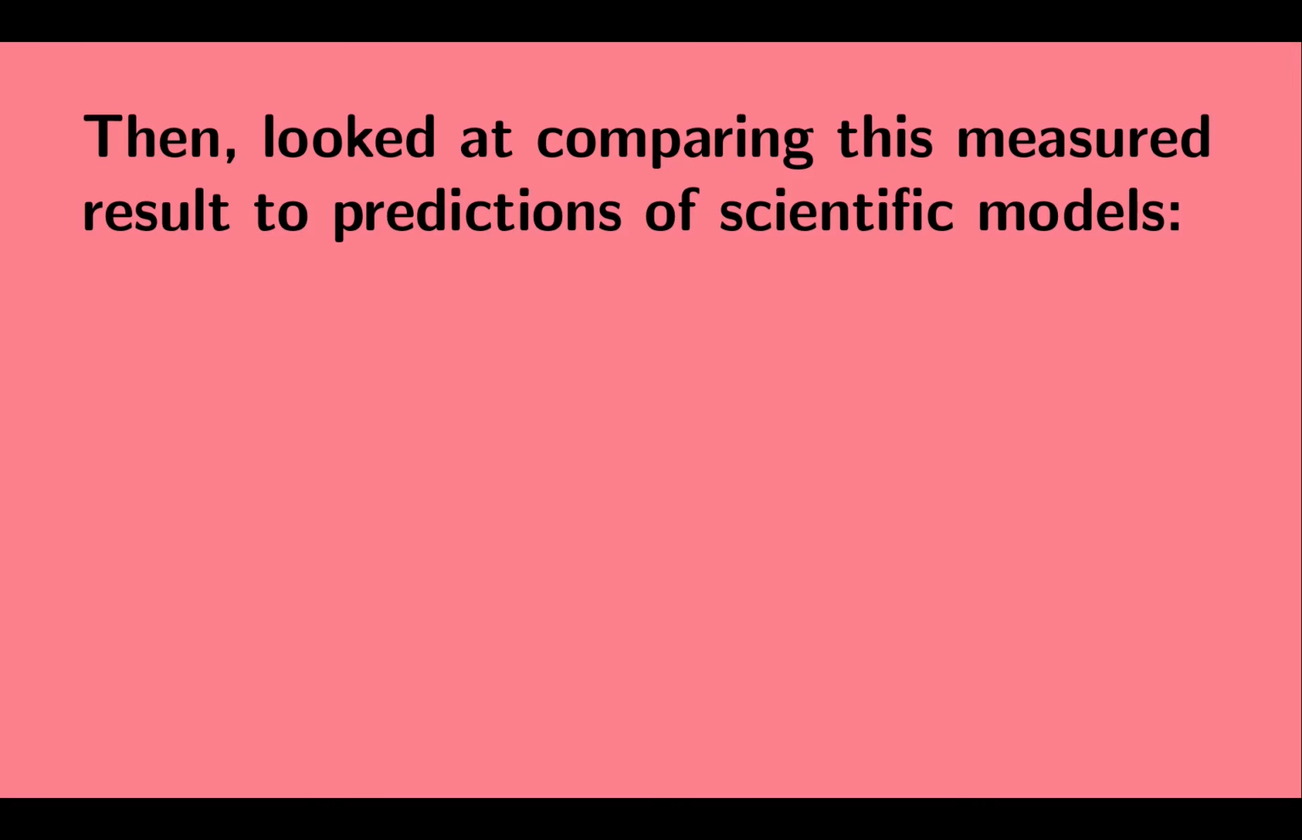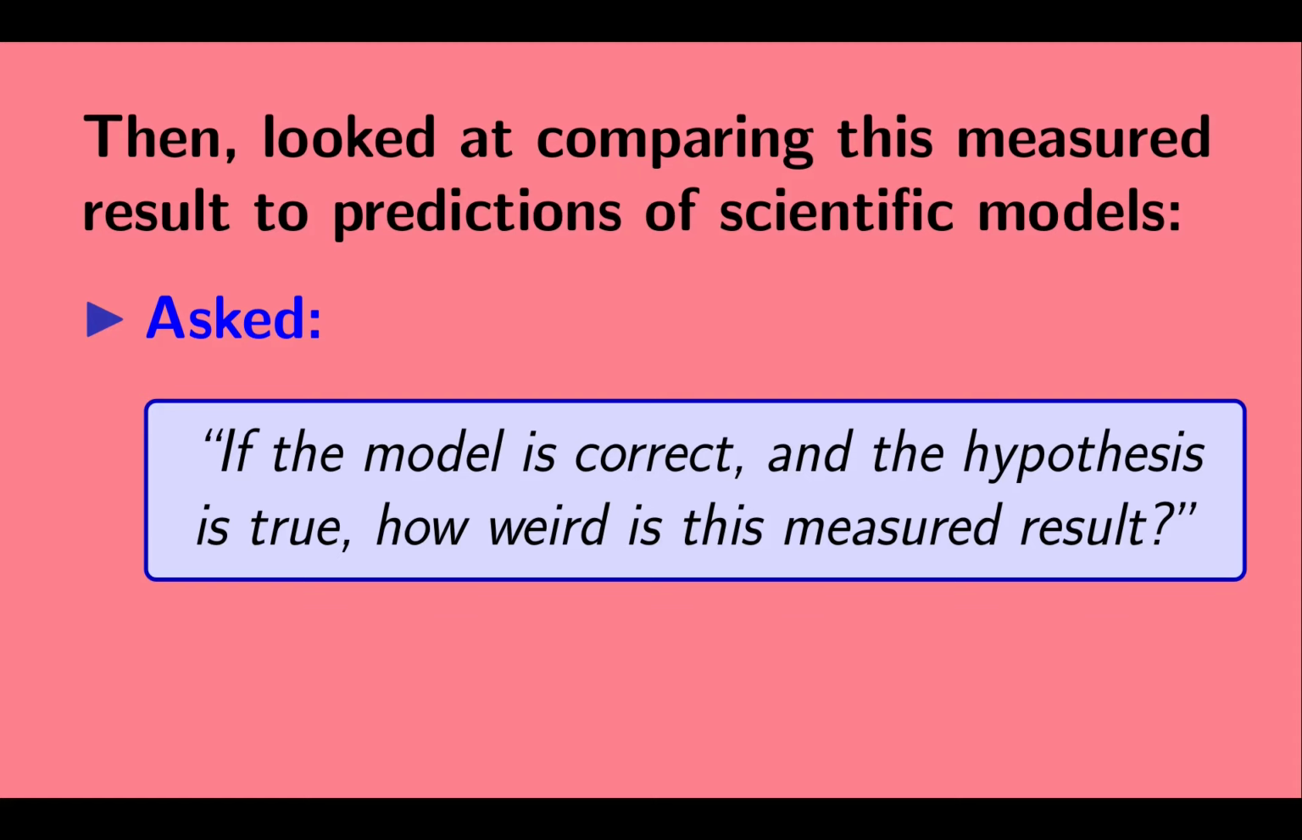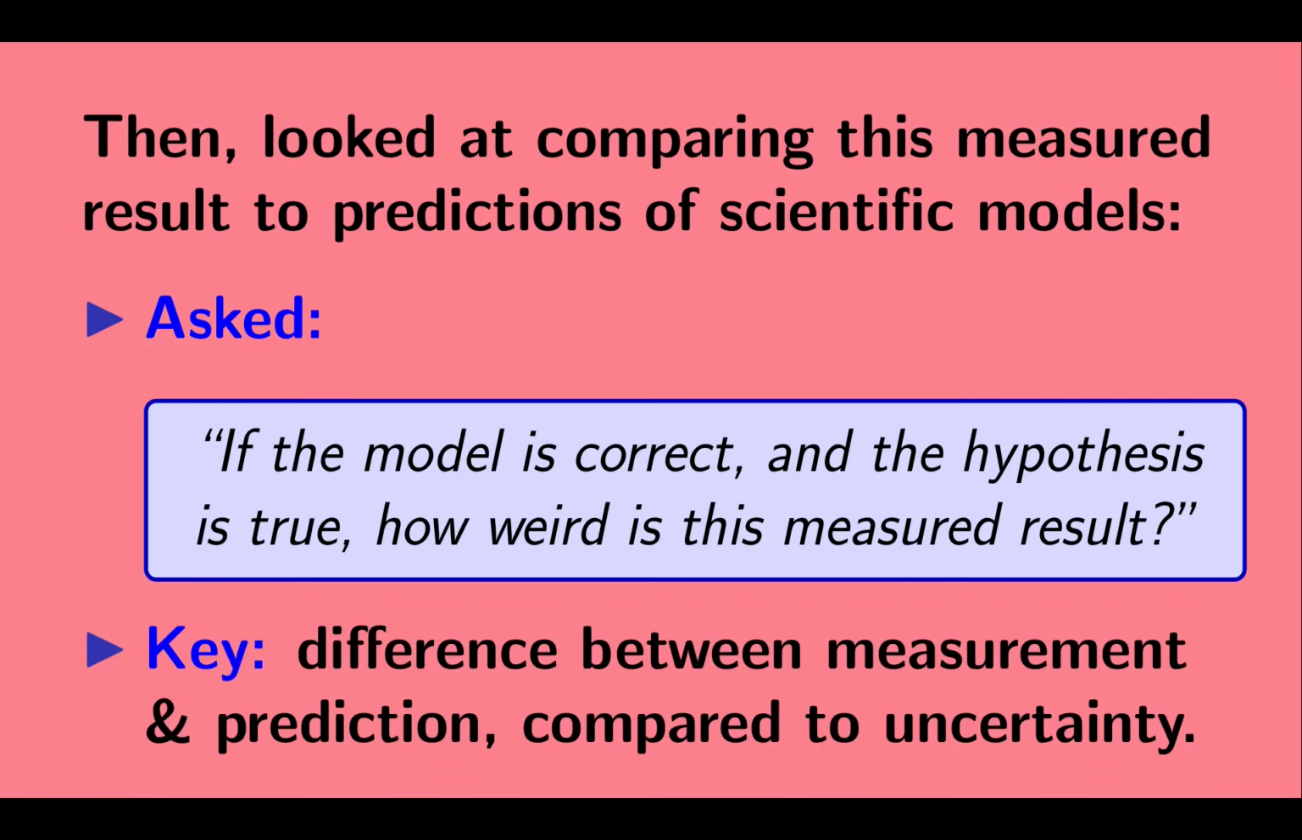Then we looked at comparing this measured result to the predictions of scientific models. We asked, if the model is correct, and thus the hypothesis is true, how weird is this measured result? And the key to answering this question is looking at the difference between the measured value and the predicted value and comparing that difference to the uncertainty.